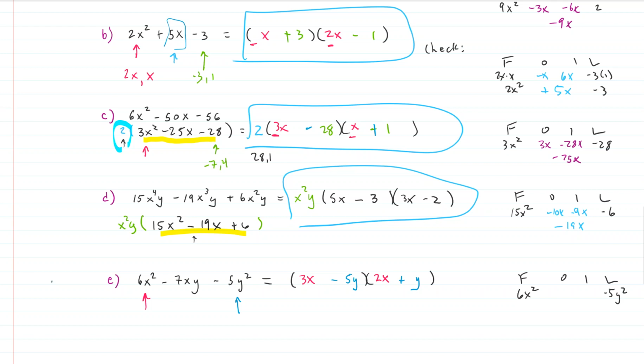So outer, we get 3xy. And the inner gives us 5 and 2 gives us 10, negative 10xy. And together, that gives us negative 7xy. Is that what we want? Hey, that is what we want. So we guessed it right. Again, it doesn't always happen. Sometimes it does and we get lucky.